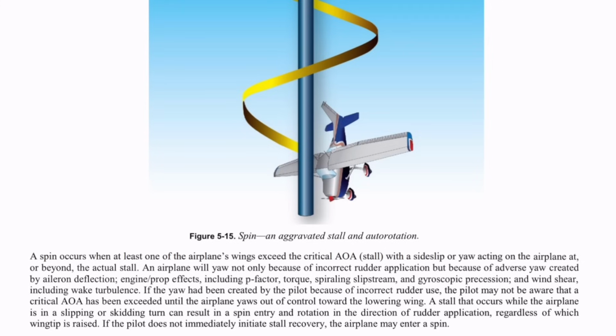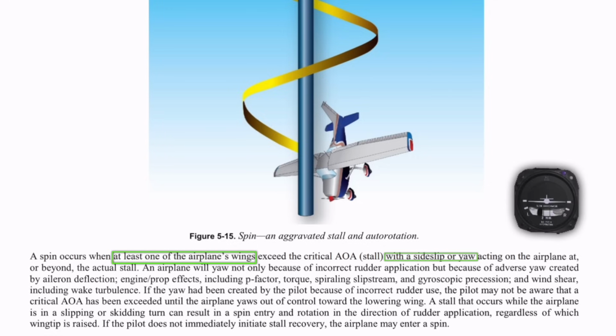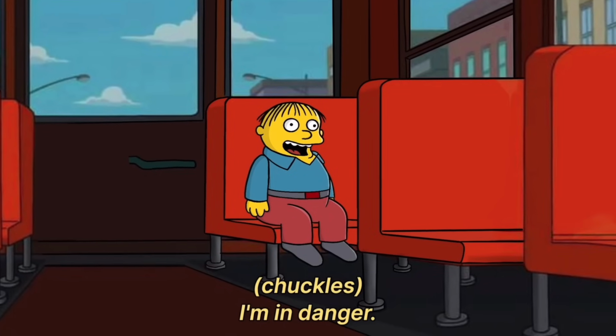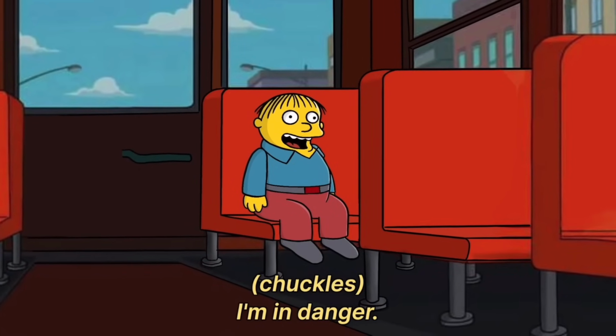According to the Airplane Flying Handbook, a spin occurs when at least one of the airplane's wings exceeds the critical angle of attack with a side slip or yaw acting on the airplane at or beyond the stall. So according to this, if you allow one or both wings to exceed their critical angle of attack, and you have a yaw or a side slip on the airplane, in other words, you're uncoordinated, there's a good chance that the airplane could enter a spin. And if you do this during a takeoff close to the ground, you will most likely die.